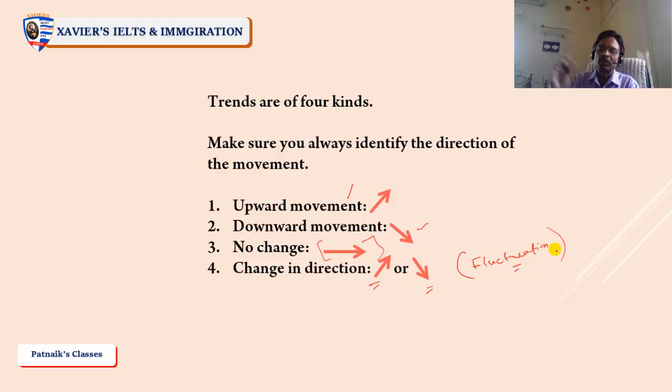It is a mixture of upward, downward, and maybe steady, maybe fixed for a fraction of the time period, right? So fluctuation means it is not in one direction, right? In fluctuation, the data is shown moving in different directions, right?